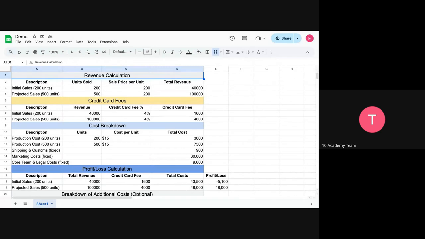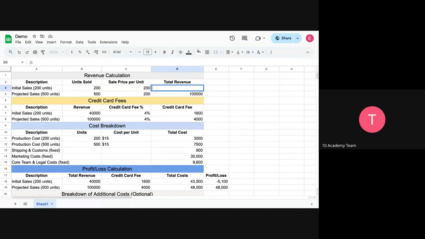So we will assume that for initial sales, we have 200 units, and the sale price per unit is 200. The total revenue is calculated as the multiplication of the number of units that we have and the sale price per unit. So it's 200 times 200.